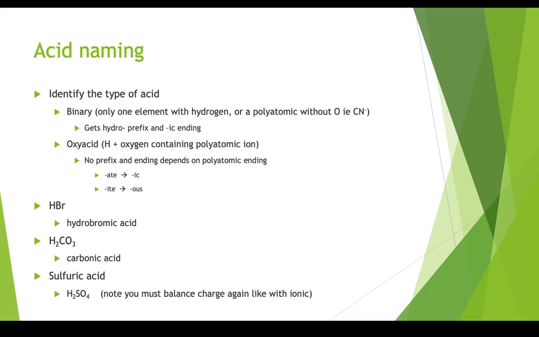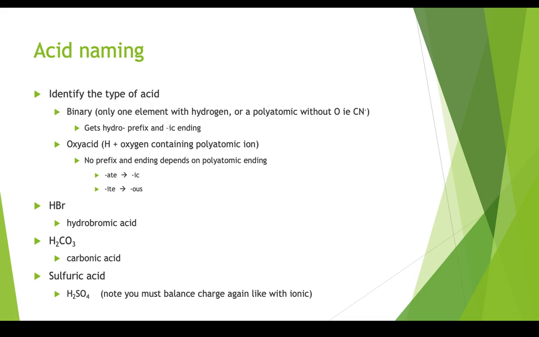We want to identify the acid type when we're going to name things. We have binary acids or oxyacids as the 2 types of acids that we usually encounter. Binary acids simply mean that we have hydrogen and usually one other element. Every now and then, a polyatomic that doesn't have oxygen also gets counted as a binary acid.